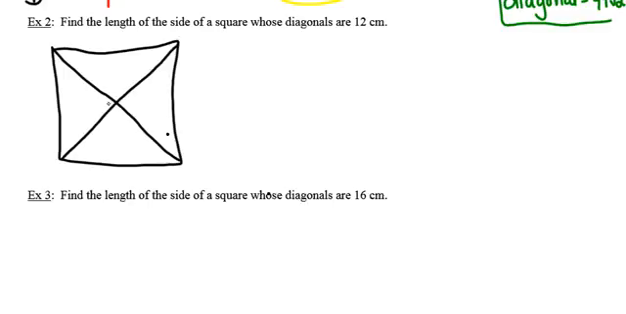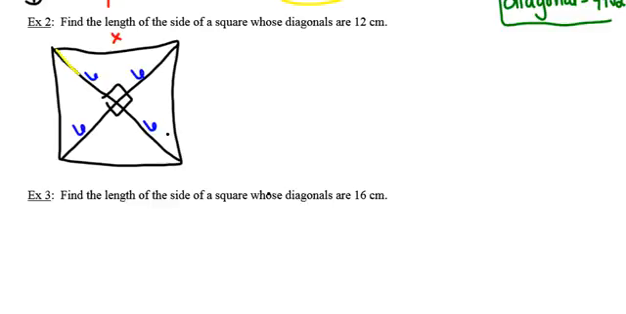Because every square is a rhombus, I know that the diagonals are perpendicular. Because every square is a parallelogram, I know that they bisect each other. And if the diagonals each measure 12 centimeters and they bisect one another, that means each piece of the diagonal has to be 6. I'm trying to determine in this particular example the length of one side of that square, so I'm going to make that x.